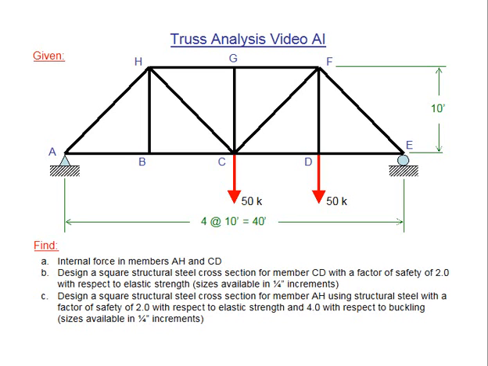The truss that we have been given is stated here with the applied loads of 50 kips at joints C and D, and the dimensions are as shown. In this problem, we're going to first find the internal forces in members AH and CD.